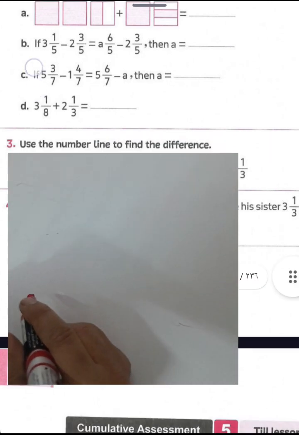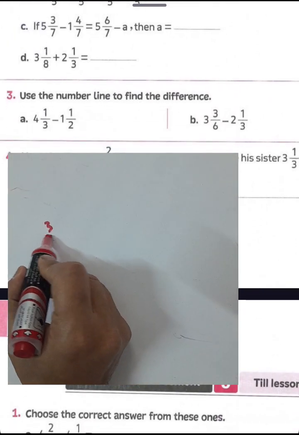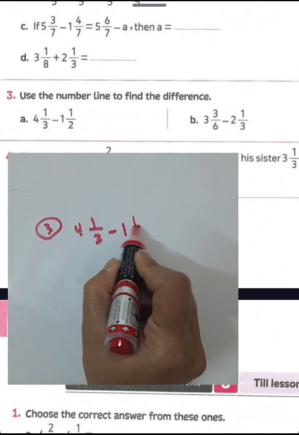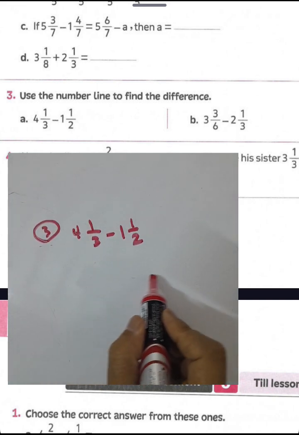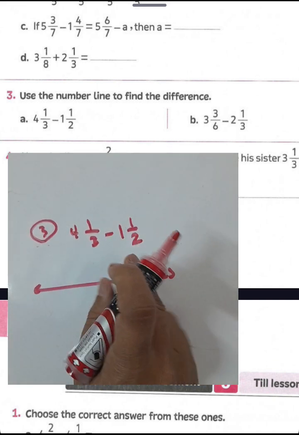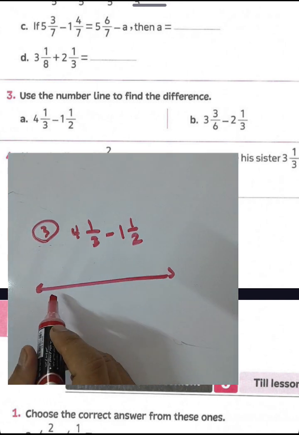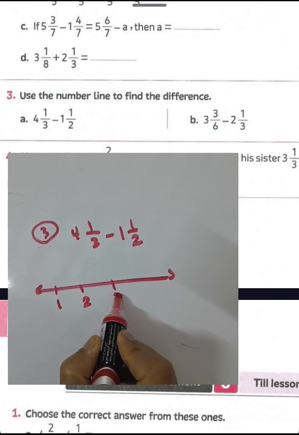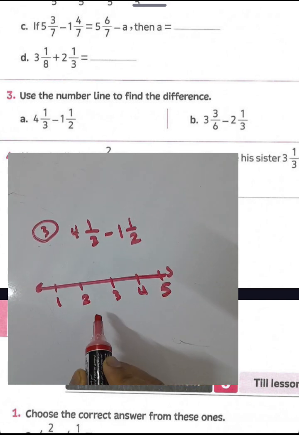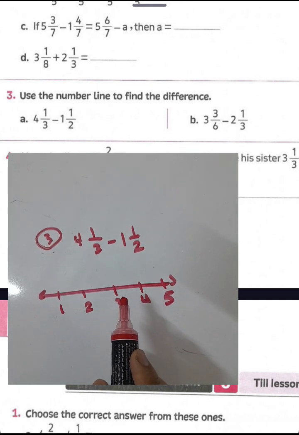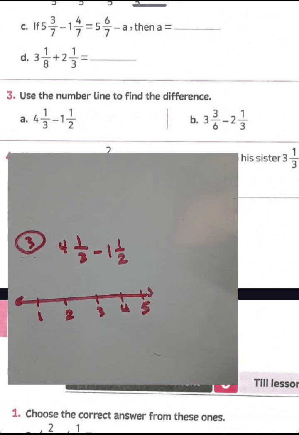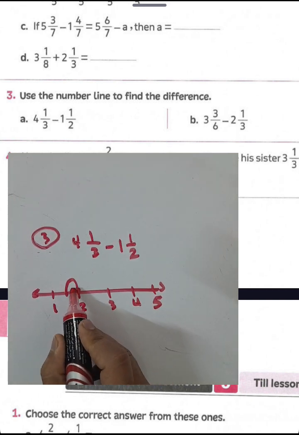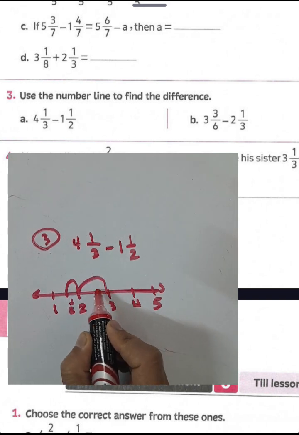Next question. Question number 3. Use the number line to find the difference between 4 and a third and 1 and a half. First step, we can draw a number line beginning here from 1 and a half and going to 4 and a third. Then you can write here beginning from 1, 2, 3, 4, and 5. Start from 1 and a half, going from 1 and a half to 4 and a third. Okay. From 1 and a half here in this part, count with me. We have here this part, we call it half. And here it will be 1.